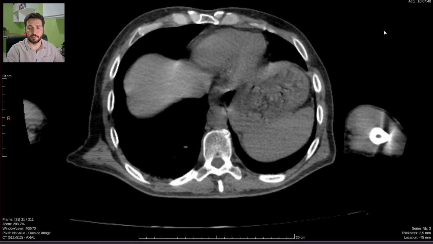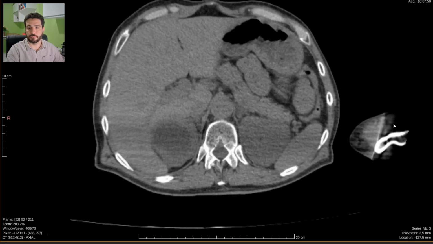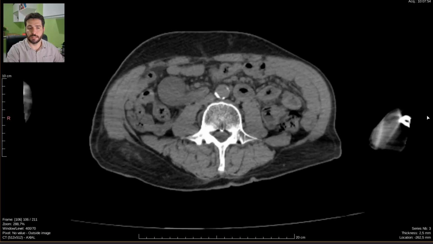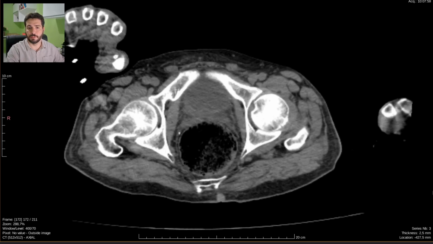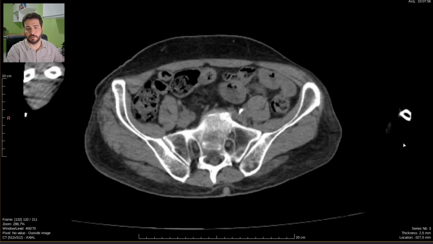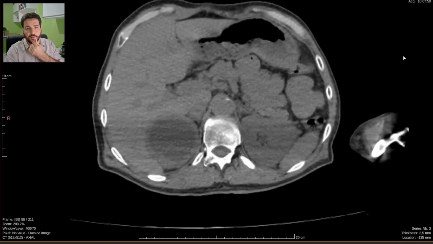Right there, see, left arm, right arm, a bunch of artifacts, both from moving and from the malpositioning, with the arms down and with metallic objects in the field of view. So we have scrolled it. So let's see what we can tell about these images.